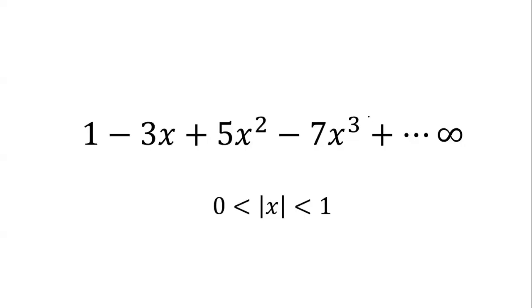So hello guys, in this video we are going to solve this problem. In this problem it is given that we have this series like 1 minus 3x plus 5x square minus 7x cube up to infinity, and the mod x value is lying between 0 to 1. Then we have to find out the sum of this series. So let's see how we can solve this.